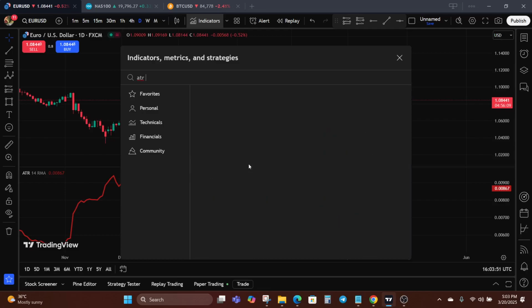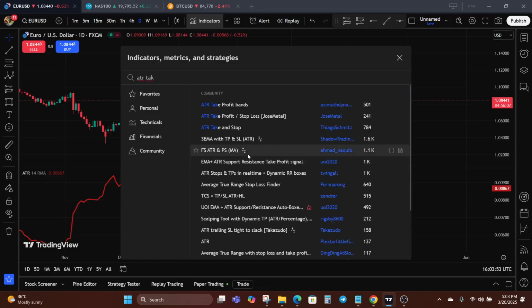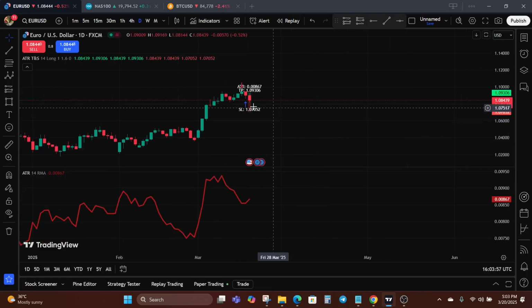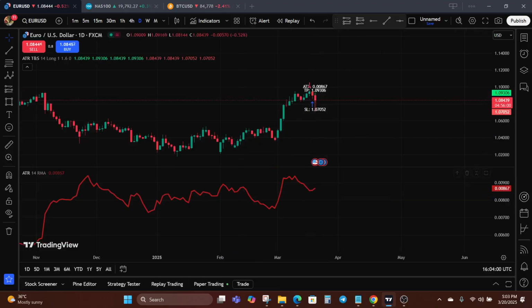Okay, I think it should be take and stop, something like that. Yes, ATR take and stop. Yeah, that's the indicator, ATR take and stop. So you can add both indicators to your chart.